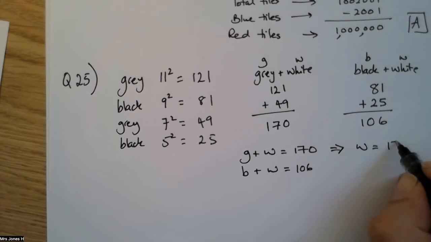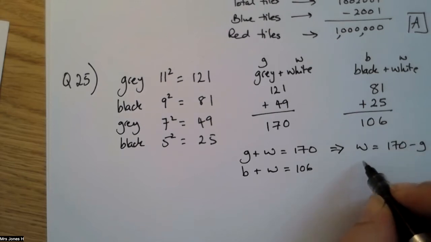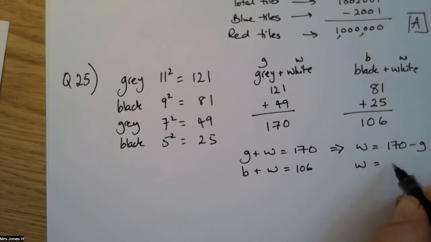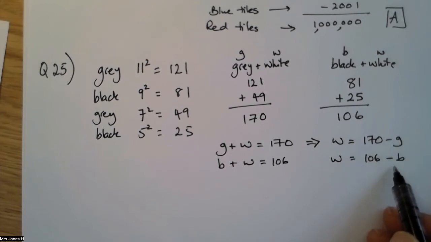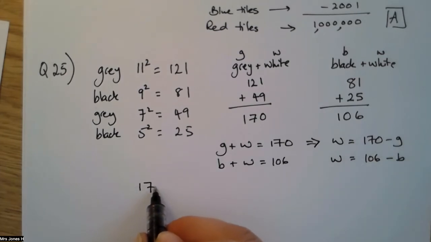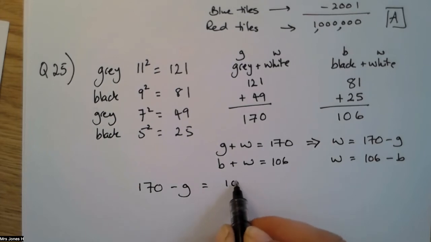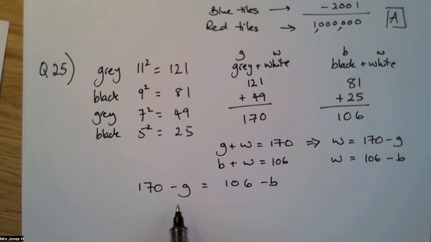W equals 170 subtract G. W equals 106 subtract B. And because these two equal the same thing, I can put them equal to each other. I want the difference between grey and black. And as it happens, if I added the grey to both sides, I get 170 equals 106 plus G subtract B.